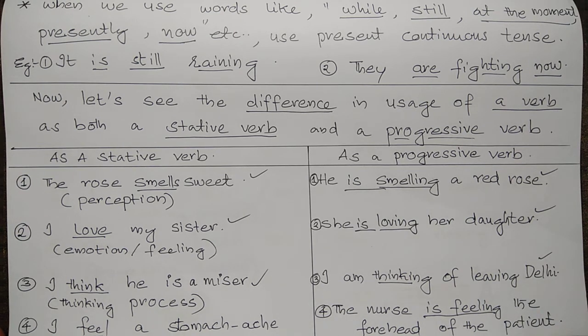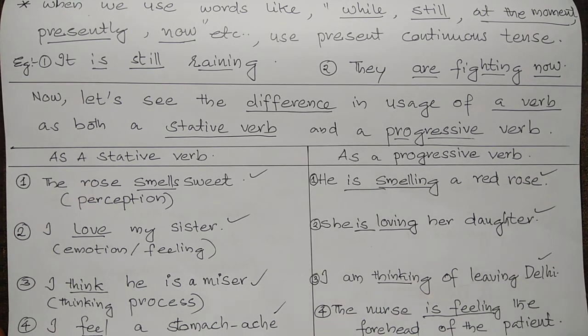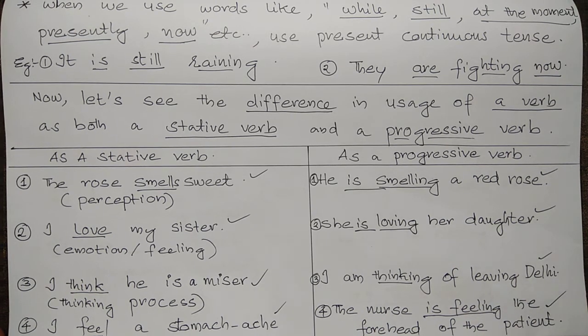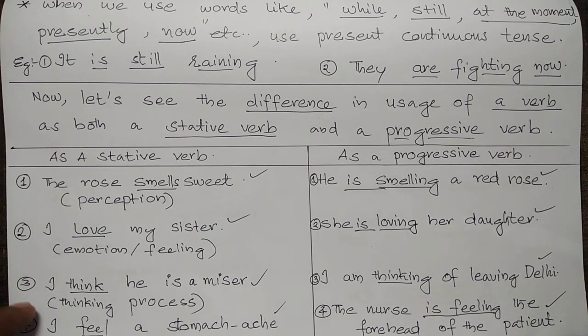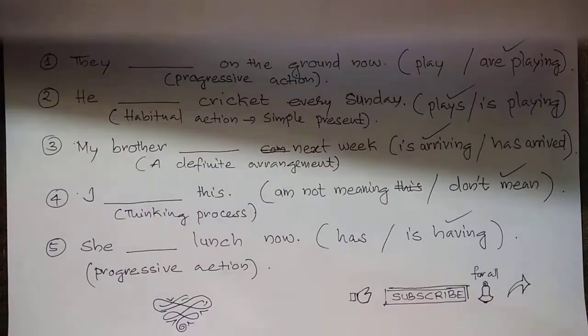I feel a stomach ache. So a feeling. So not present continuous, simple present. That's right. The nurse is feeling the forehead of the patient. So it is a progressive action. The nurse is feeling the forehead of the patient. As it is a progressive verb, we are using present continuous.